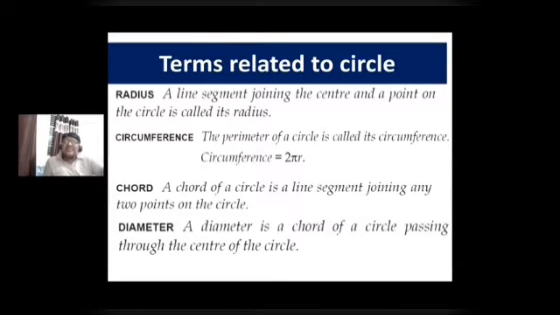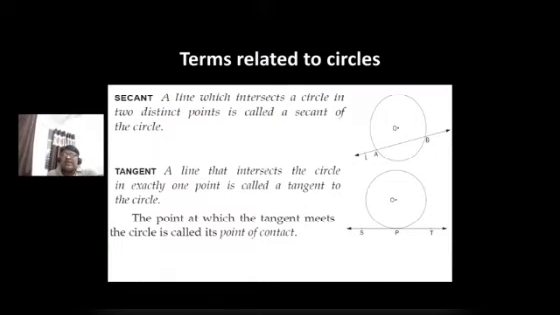Now secant, a line which intersects a circle in two distinct points. Here in the figure you can see the line L is intersecting the circle at A and B. So this line L is a secant. So a secant is a line which intersects a circle at two distinct points.